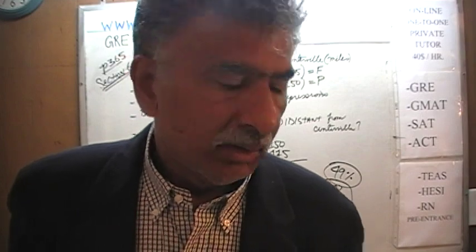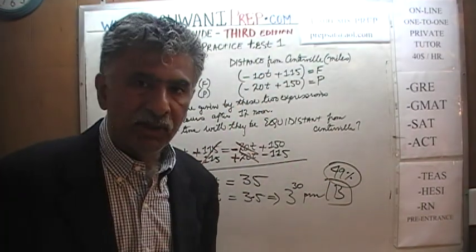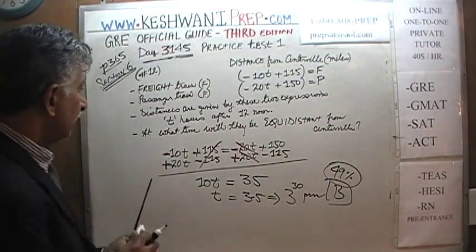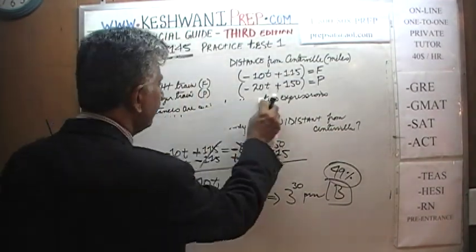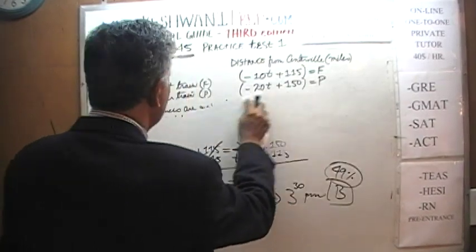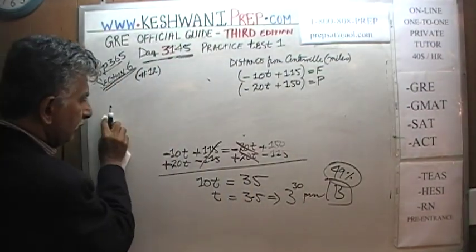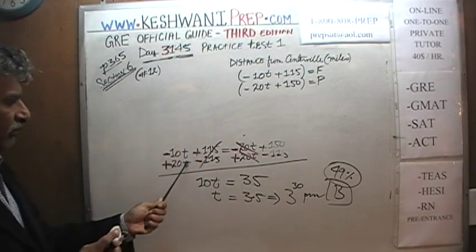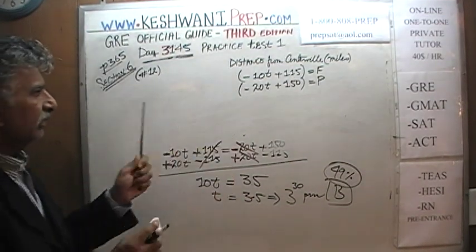But are you able to understand the graphs behind it? If you had to display this phenomenon on a graph, would we be able to do it? Let's try, shall we? We don't need any of this. We just need the two expressions.